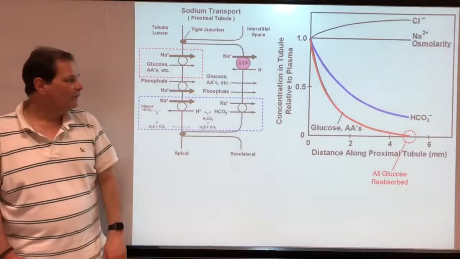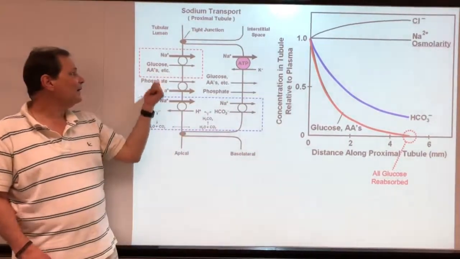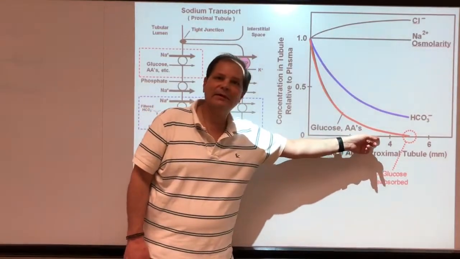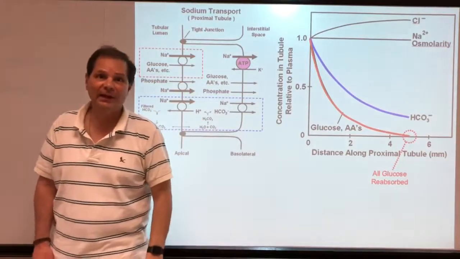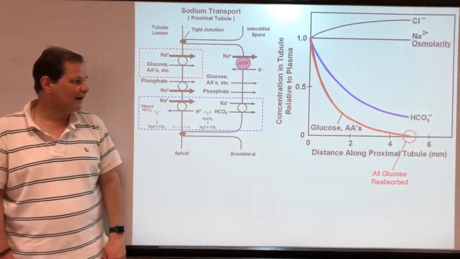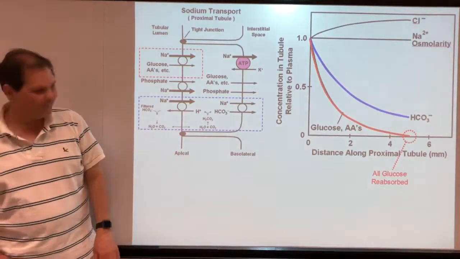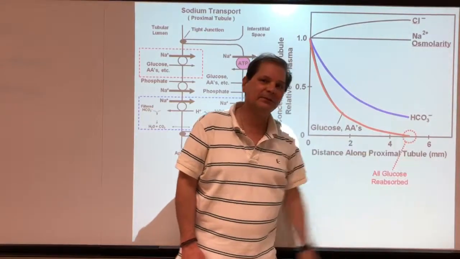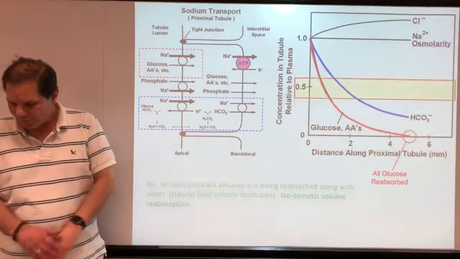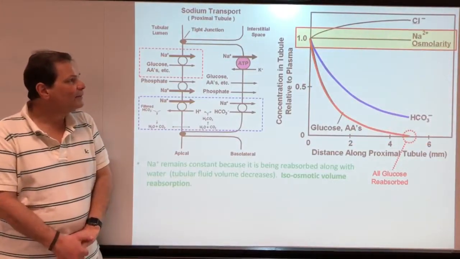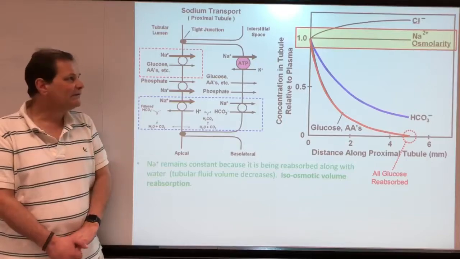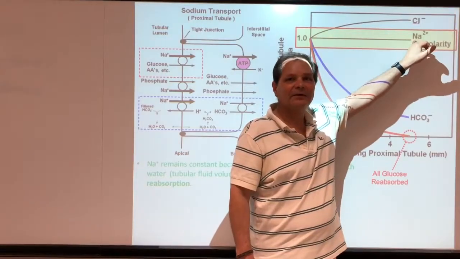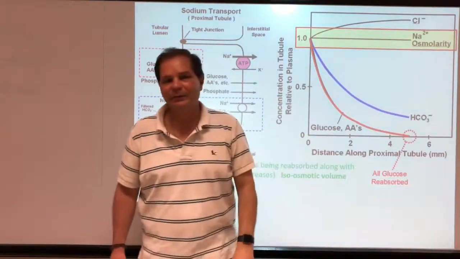Okay? So if we take a look at this right away, you can see we have sodium-dependent transport of things like glucose and amino acids, and those are going to be completely reabsorbed in the proximal tubule. We've already talked about that in a previous lesson. Okay, so the red line basically drops to 0 as you go from the beginning of the tubule to the end. It's basically gone by the time you've gone through the proximal convoluted tubule. All right, let's take a look at sodium. The sodium concentration doesn't vary. It's exactly the same concentration as the plasma at the beginning of the proximal tubule. It's exactly the same concentration as the plasma at the end of the proximal tubule.